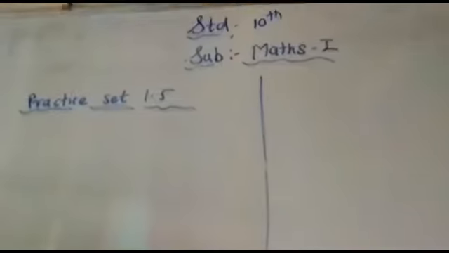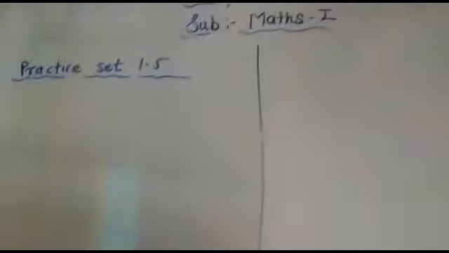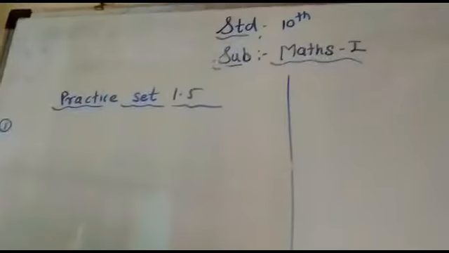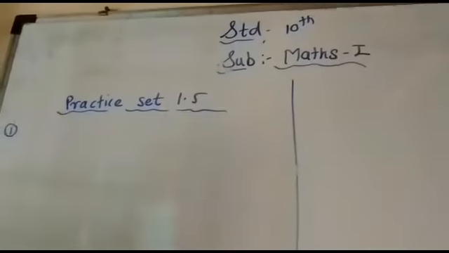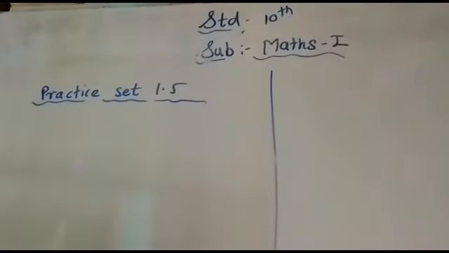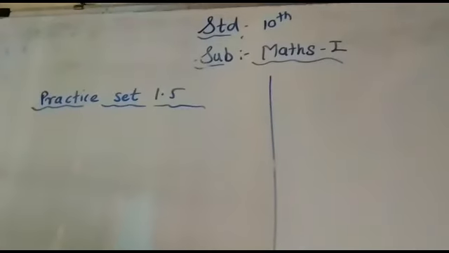Students, today we have to see the practice set 1.5. In that, examples on the equations are also given, but there will be word problems. First we read and understand the word problems, then we have to solve. First, all of you students open the book and see the first example.